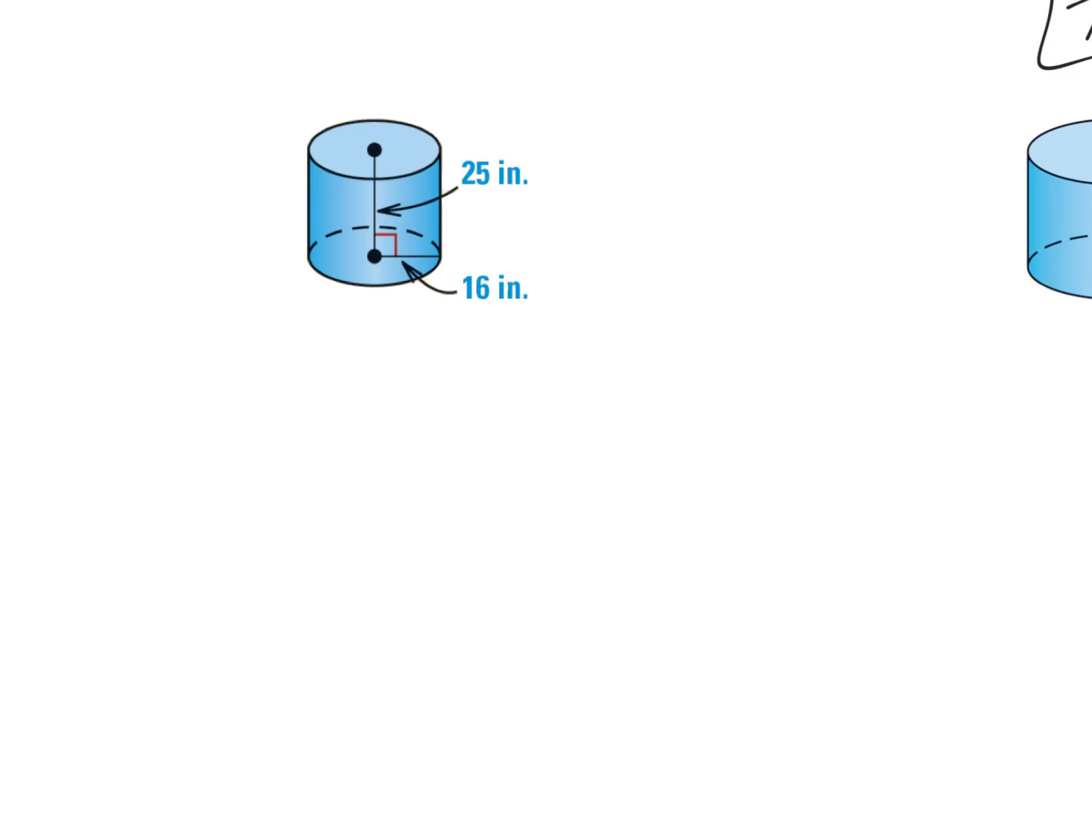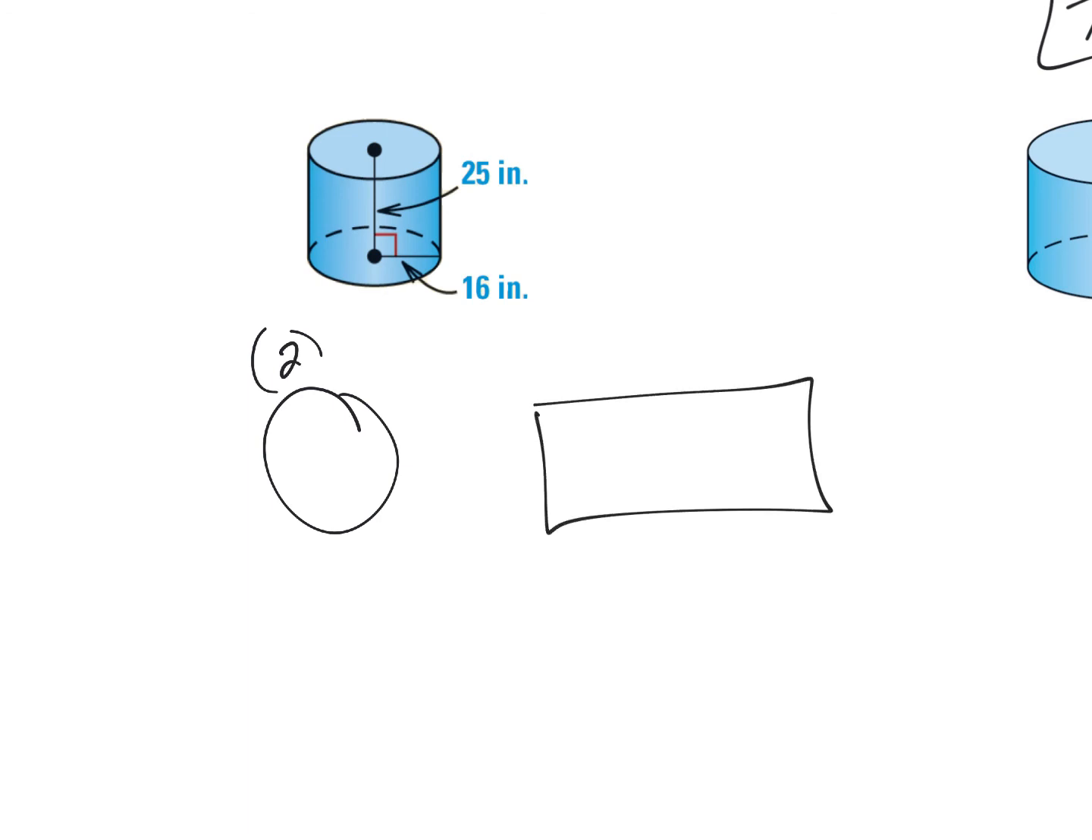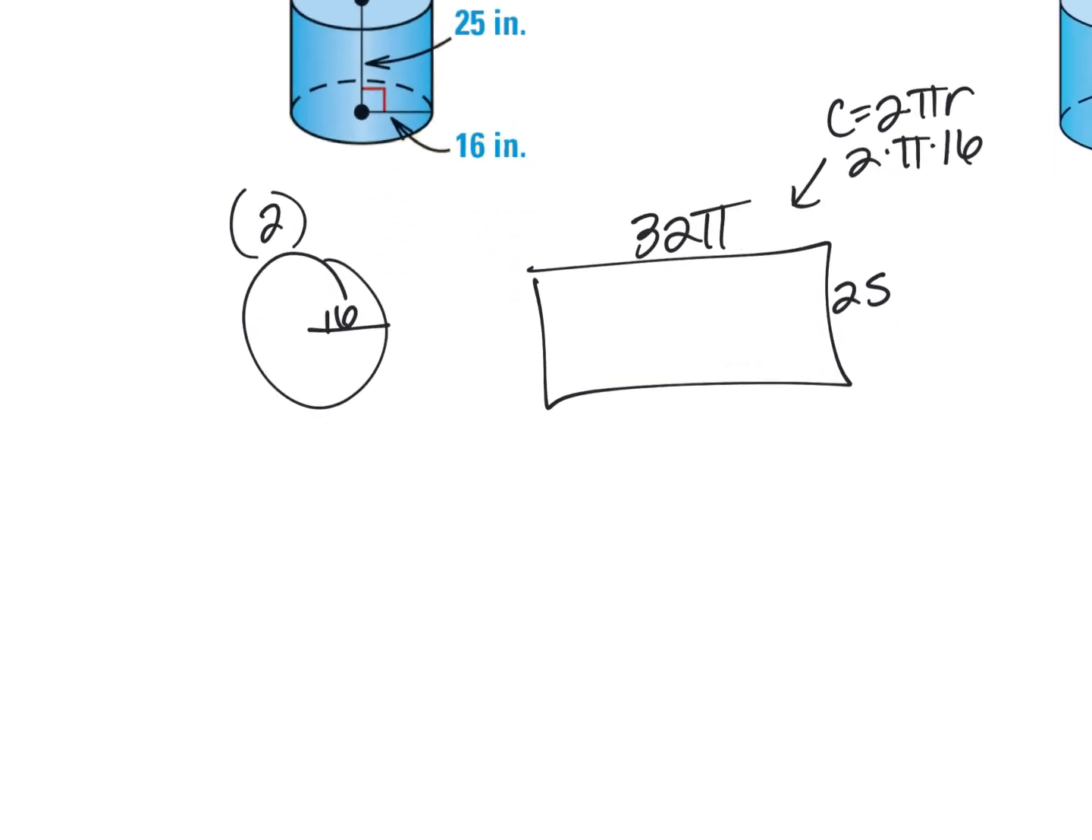So again, I have 2 circles. So 2 of these and 1 rectangle. Okay, so the radius of my circle, these are bigger numbers, is 16. The height of my cylinder is 25, so that's gonna be right here. To find that other piece of the rectangle, you still need to use the circumference, 2 pi r. So 2 times pi times 16 would give you 32 pi. Cool.